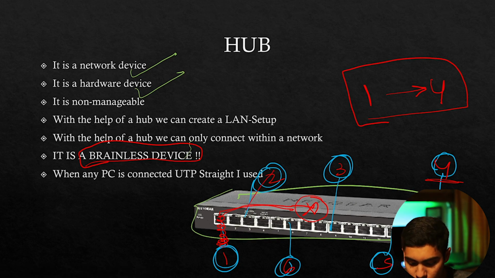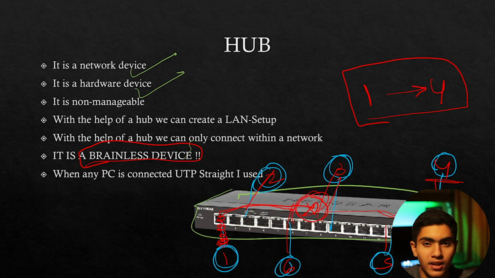It will send it to 1, it will send it to 2, it will send it to 3, 4, 5, 6, it will send it to every device that is there. That's why a hub is called a brainless device. Even if it is specified in that file that it needs to go to 4, the hub will not think. It will just spit it out to every single device that is there.